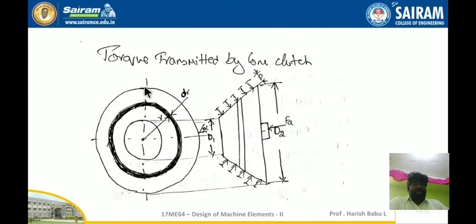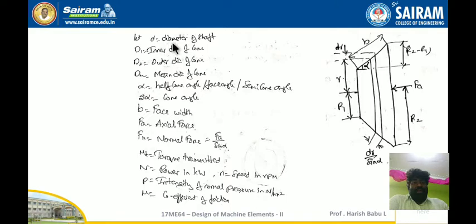Coming to the torque transmitted by the cone clutch, let us consider the cone clutch shown, with inner diameter D1, outer diameter D2, pressure intensity p, and axial force FA. I am going to consider an elemental material of thickness dr and radius r. Let d be the diameter of the shaft, D1 the inner diameter, D2 the outer diameter, and Dm the mean diameter. Alpha is the half cone angle or face angle, and 2 alpha is the cone angle.